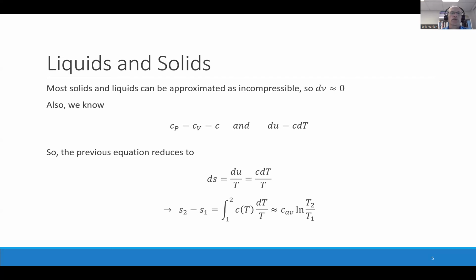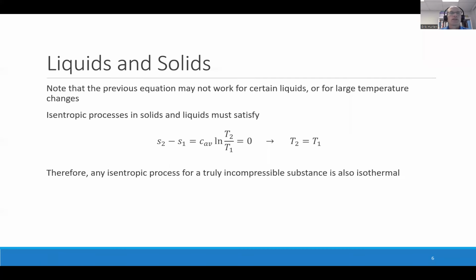Remember that C is officially a function of T, so this may not always be easy to integrate. However, for many processes, C can be treated as a constant, its average value, so that S2 minus S1 equals C average times the natural log of T2 over T1. This easier formula is usually a good approximation, but may not be for certain liquids or for large temperature differences.